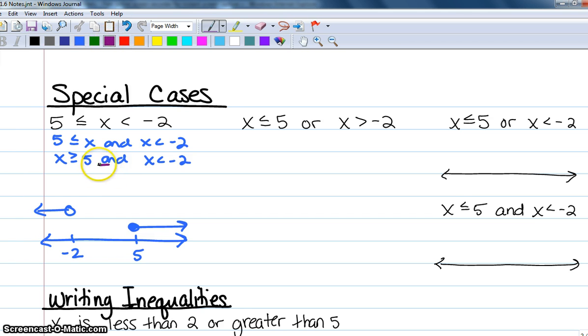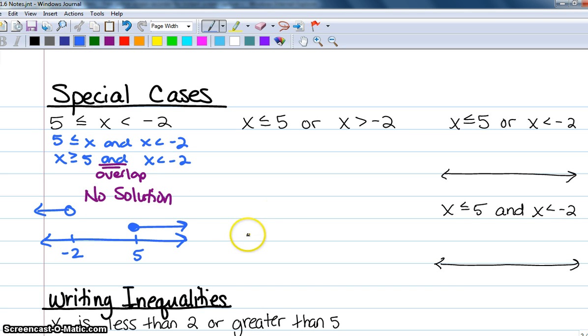If I'm looking for and, I'm looking for overlap. When I look at these lines, they don't actually overlap anywhere. That means they don't share anything. They don't have anything in common. So this is a no solution.